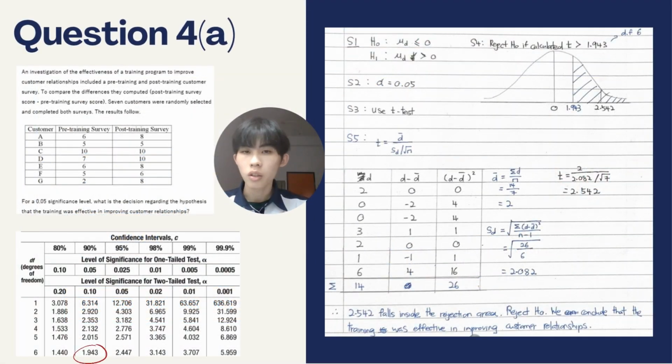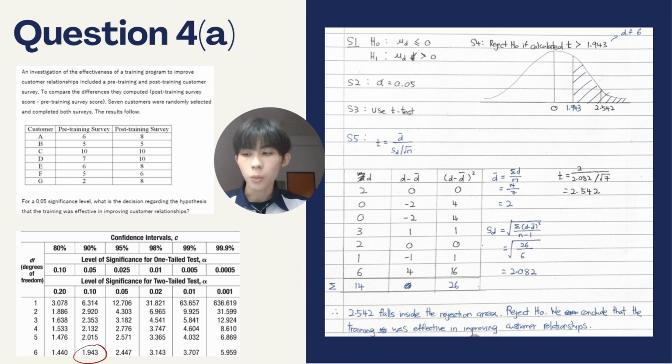For question 4a, the first step we need to do is state the H0 and H1. Since the question asks us about the decision regarding the hypothesis that the training was effective in improving customer relationships, our H1 is mu of difference larger than 0. On the other hand, H0 is mu of difference less than or equal to 0. Step 2, we need to select the significance level, which is alpha equals 0.05.